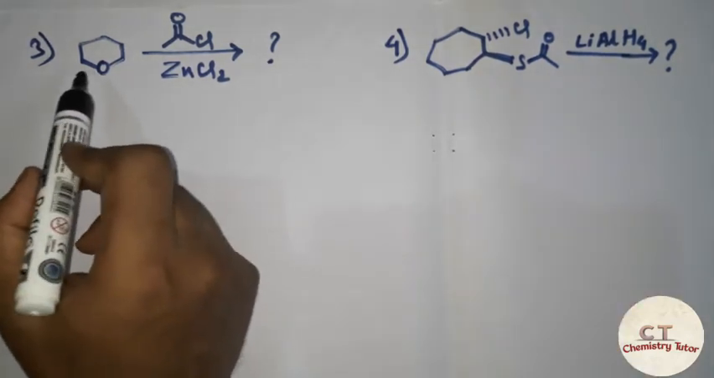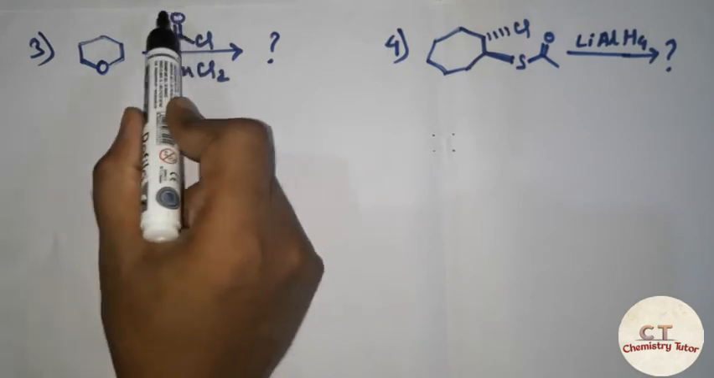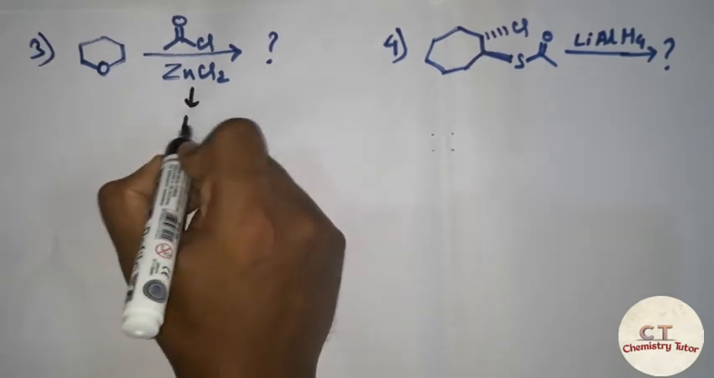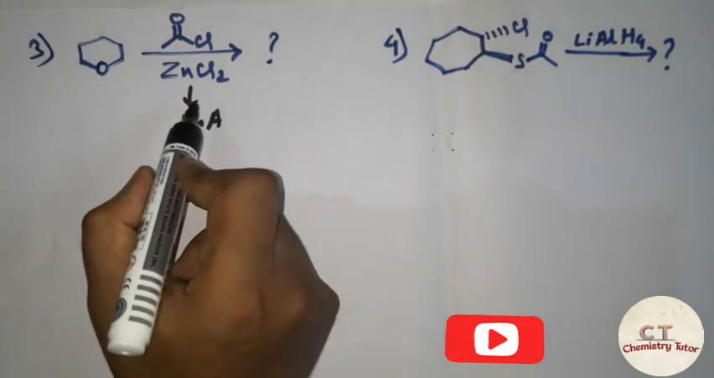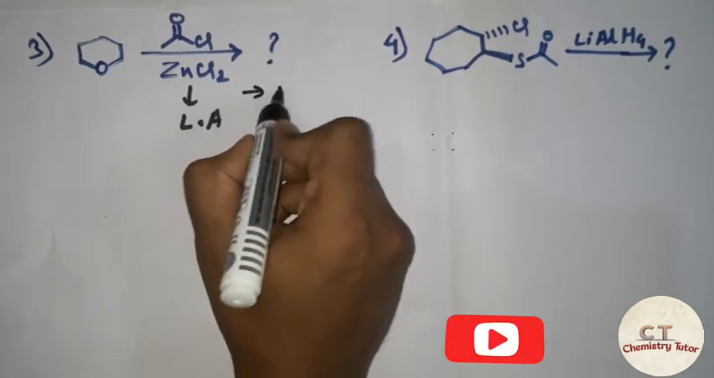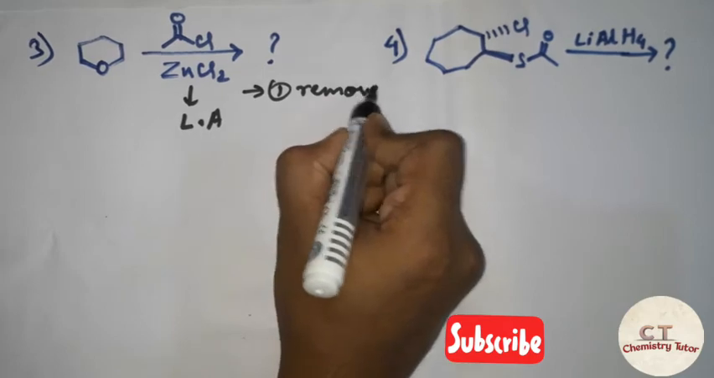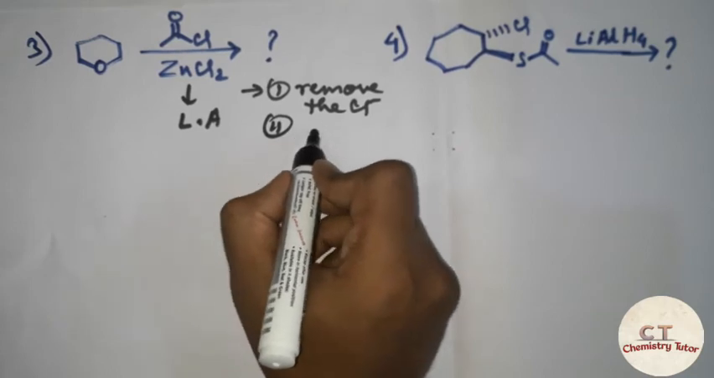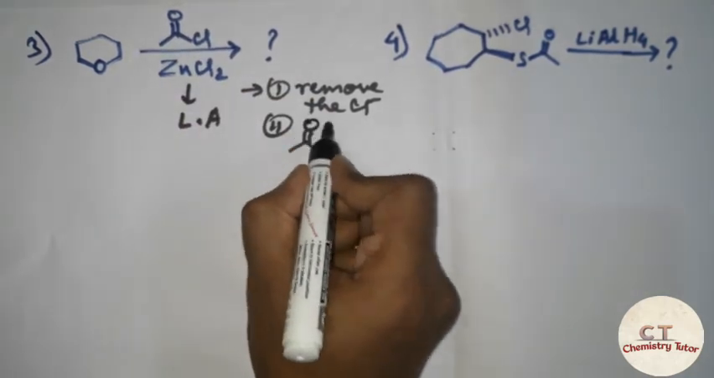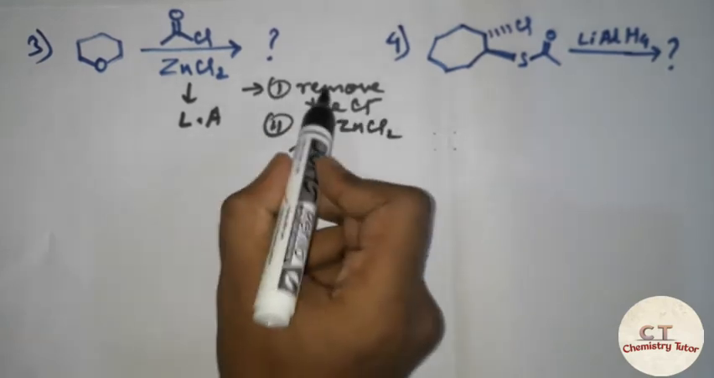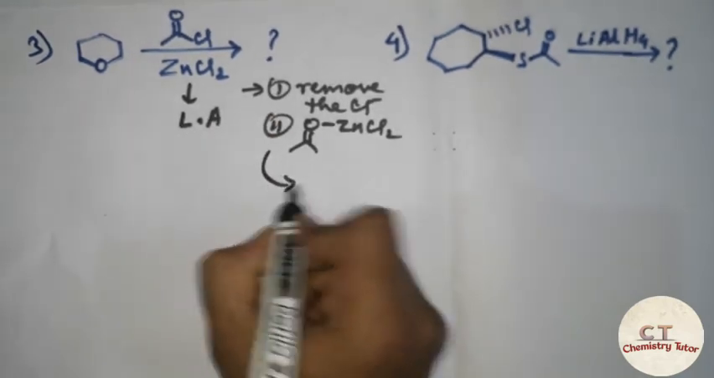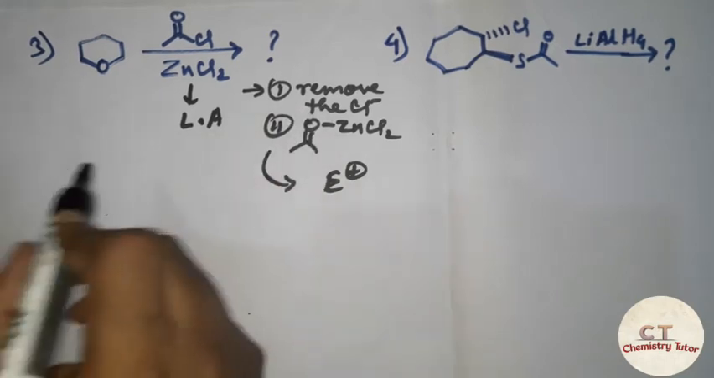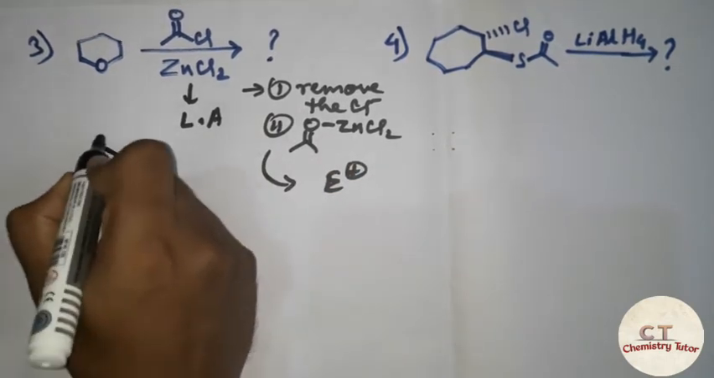Now on this compound, on reaction with an acid chloride and zinc chloride, what will be the product? We know zinc chloride is a Lewis acid. So what is its role in the mechanism? It can either remove the chloride or it can form a complex with this one like this. In both mechanisms we are going to finally get the electrophile. Now let us proceed via the first mechanism, by removing the chloride. So it takes place like this.